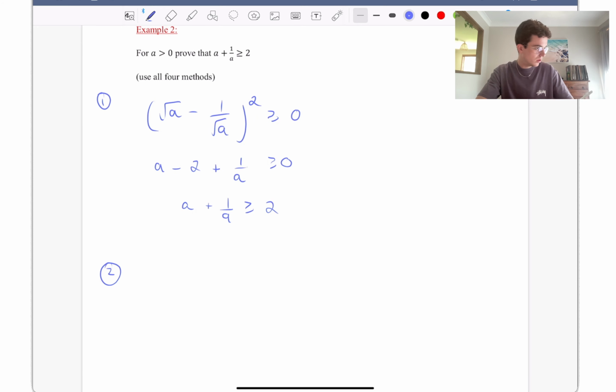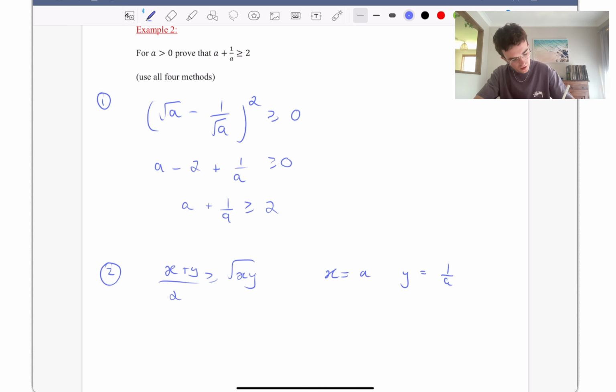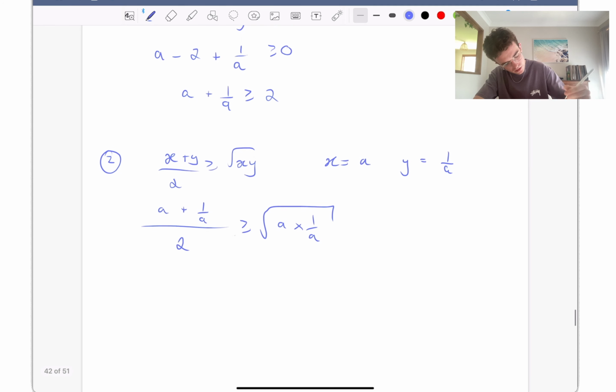Method 2 was plugging it into the inequality x plus y on 2 is greater than or equal to the square root of xy. Now again, we can only use this if it's been proven in a previous part. So we're going to say x is a and y is 1 on a. So a plus 1 on a over 2 is greater than or equal to the square root of a times 1 on a. A times 1 on a is 1. So a plus 1 on a, timesing the 2 up, is greater than or equal to 2. Done.